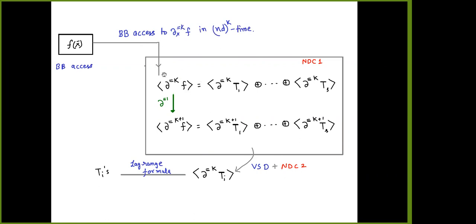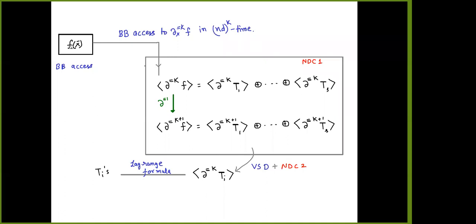Using that, we can get partial derivative access to this vector space, let's call it U, and similarly to this vector space V. So we can feed that into a vector space decomposition algorithm, and we'll have these conditions due to non-degenerate condition 1 and 2. And using that, we can get access. The output of the vector space decomposition algorithm would be the space of partial derivative operator k applied to Ti's. And we can use the Lagrange formula to get Ti's out of this. So that's the complete picture.